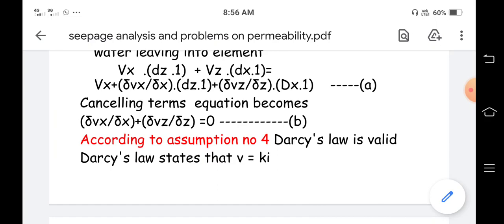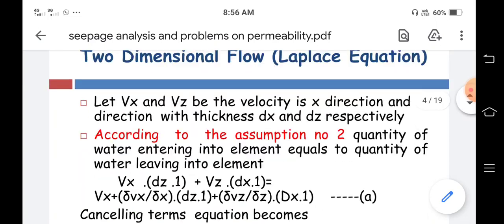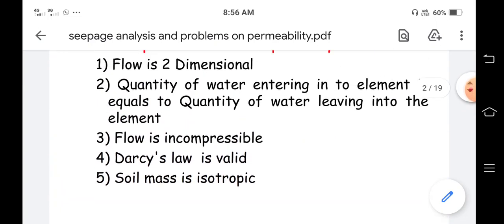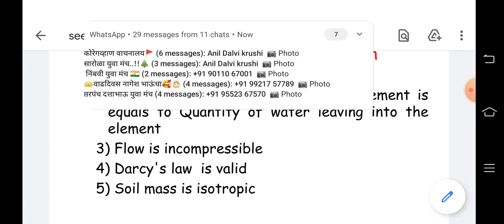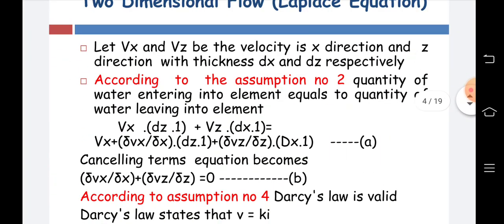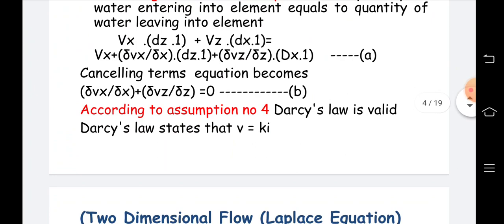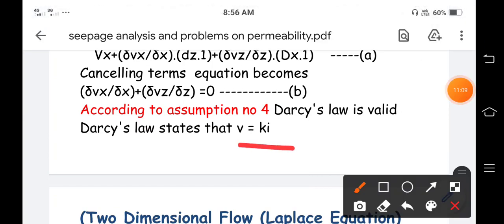Okay, so now you have used an assumption. Now you are using the fourth assumption. What is the fourth assumption? The fourth assumption is that Darcy's law is valid. Okay, what does Darcy's law say? Velocity is directly proportional to the hydraulic gradient, that is V equal to Ki. According to Darcy's law, V equal to K into I.